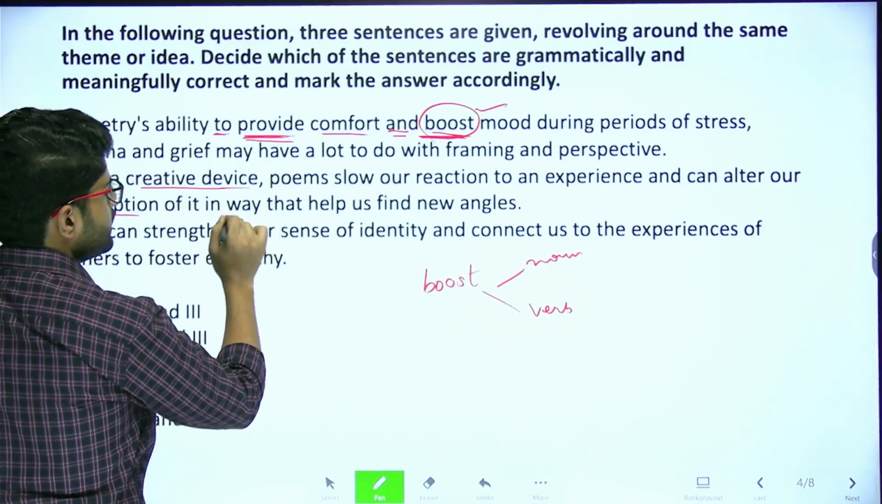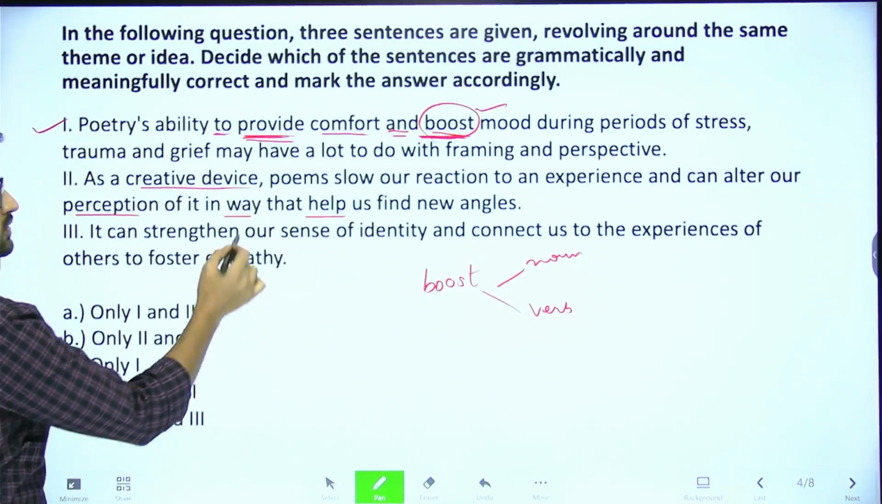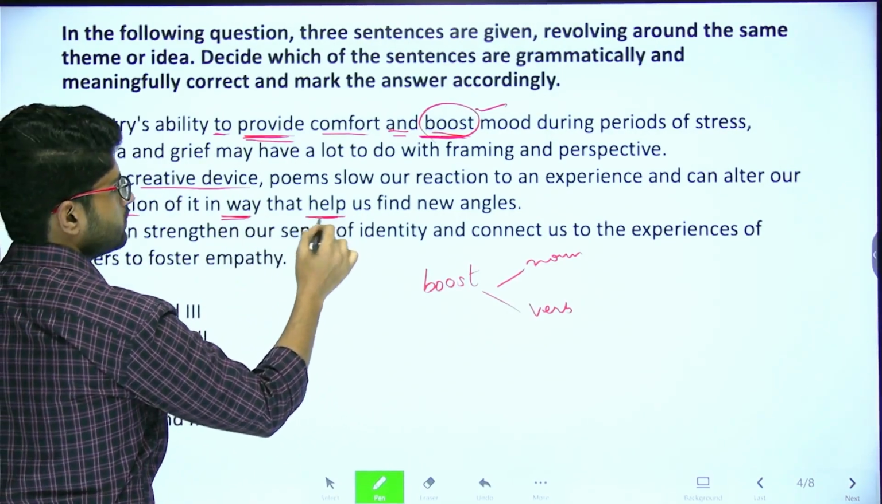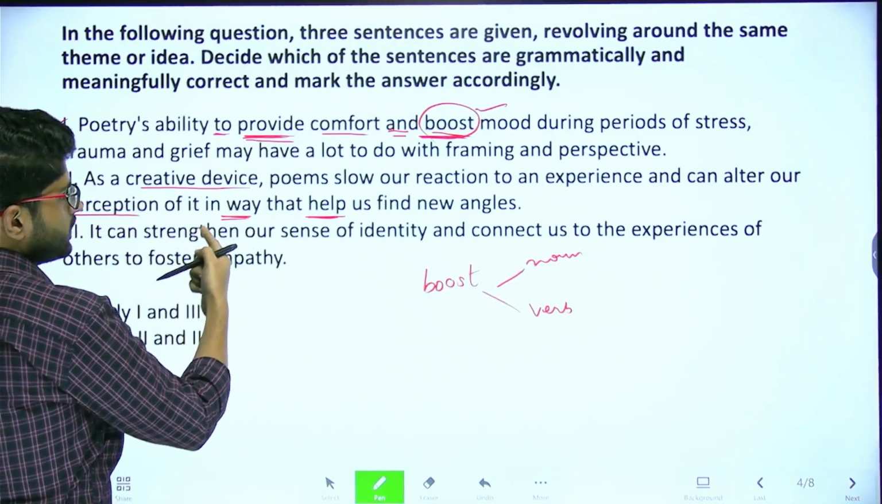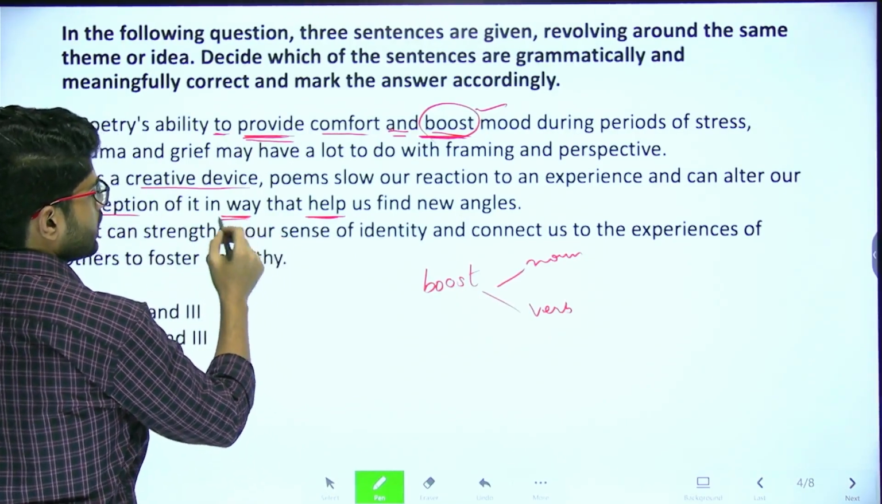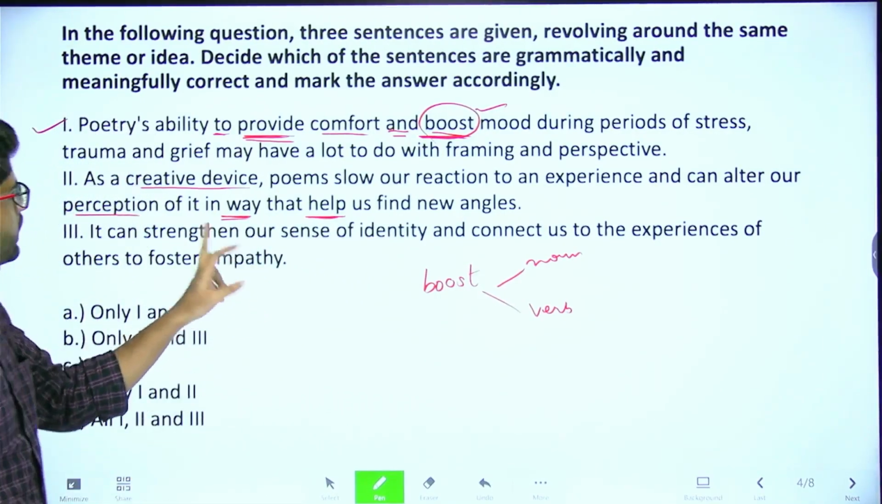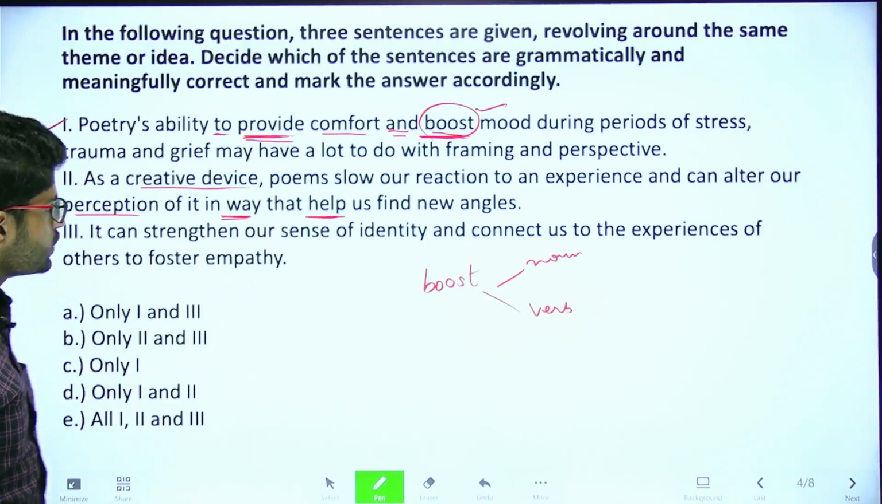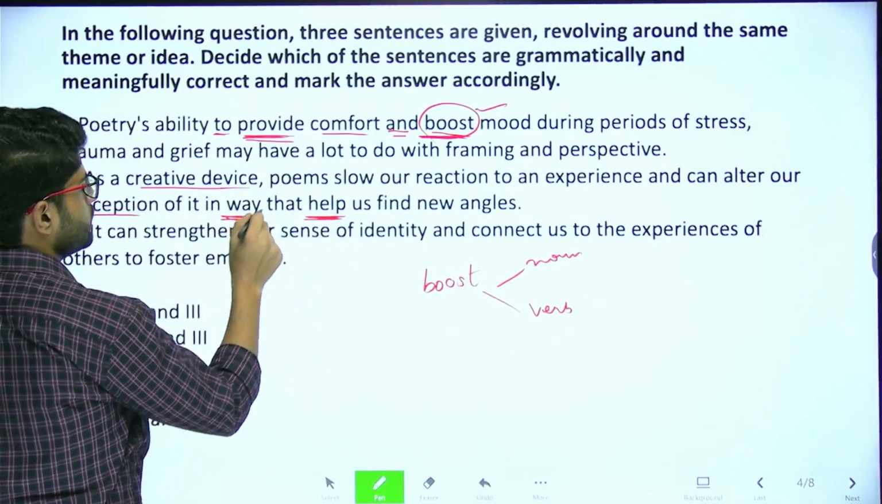अब way that help us find new angles, way is singular and help is a plural verb, okay. So perception of it in way that help us, so ये वैसे ही incorrect है because in ways होना चाहिए, it should be in ways that help us because help is a plural verb, so here it should be ways.